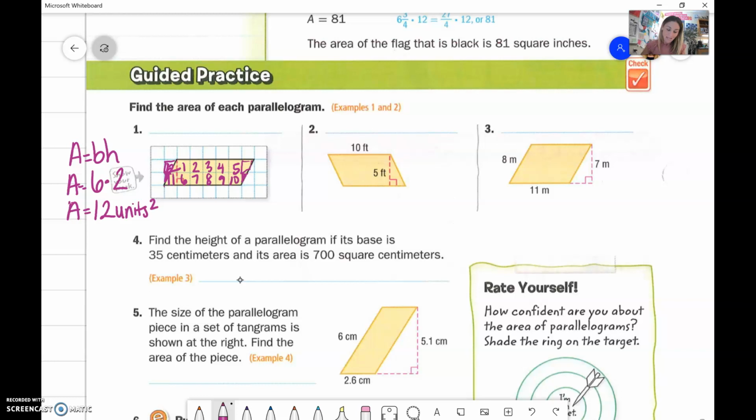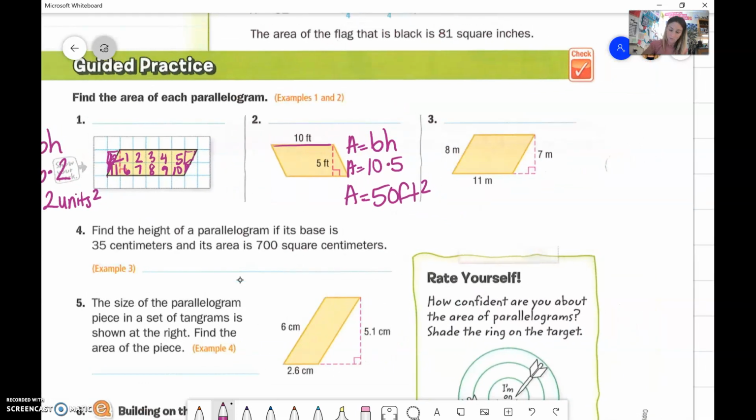Okay, very good. Next one. Here we go. A equals base times height. So A equals, what's my base? 10 times my height, which is 5. A equals, it's going to put 15. Meant to multiply. 50 feet squared. So 50 feet squared. And the next one.